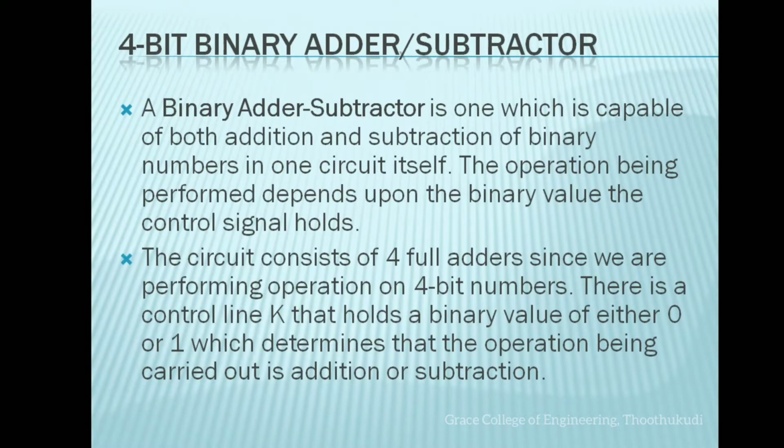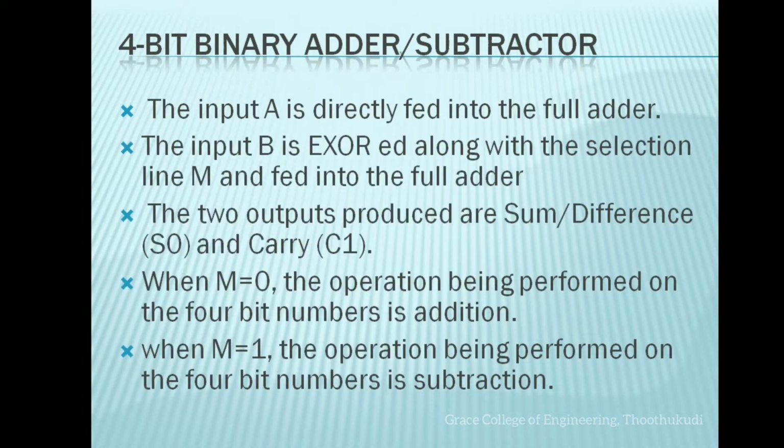A binary adder subtractor is one which is capable of both addition and subtraction of binary numbers in one circuit itself. The operation being performed depends upon the binary value the control signal holds. The circuit consists of 4 full adders since we are performing operation on 4-bit numbers. There is a control line K that holds the binary value of either 0 or 1, which determines that the operation being carried out is addition or subtraction.